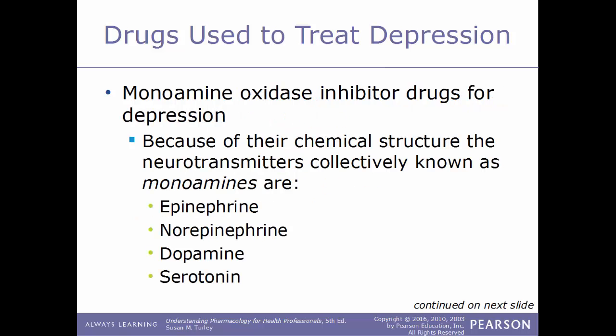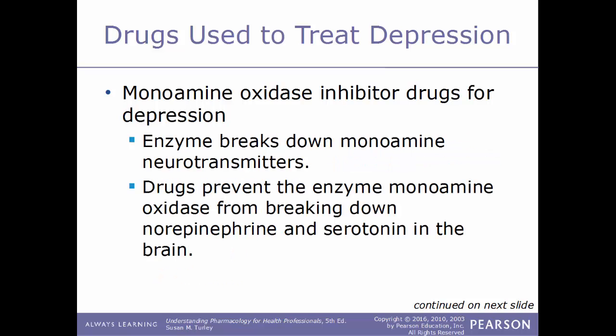Another category of drugs used to treat depression are the MAOIs, monoamine oxidase inhibitors. Because of their chemical structure, some neurotransmitters are collectively known as monoamines, and those include epinephrine, norepinephrine, dopamine, and serotonin. The enzyme monoamine oxidase breaks down those particular types of neurotransmitters. So monoamine oxidase inhibitors will prevent that enzyme from breaking down norepinephrine and serotonin within the brain.